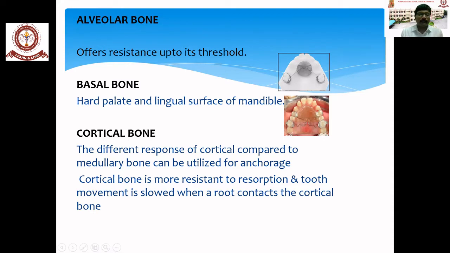Cortical bone basically offers better anchorage compared to the medullary bone because cortical bone is harder and more resistant to resorption. So what they do is tip the tooth in such a way that the root becomes divergent towards the cortical bone and the root will be hitting the cortical bone, and this itself will offer the resistance, but due consideration should be given to avoid root resorption as well.